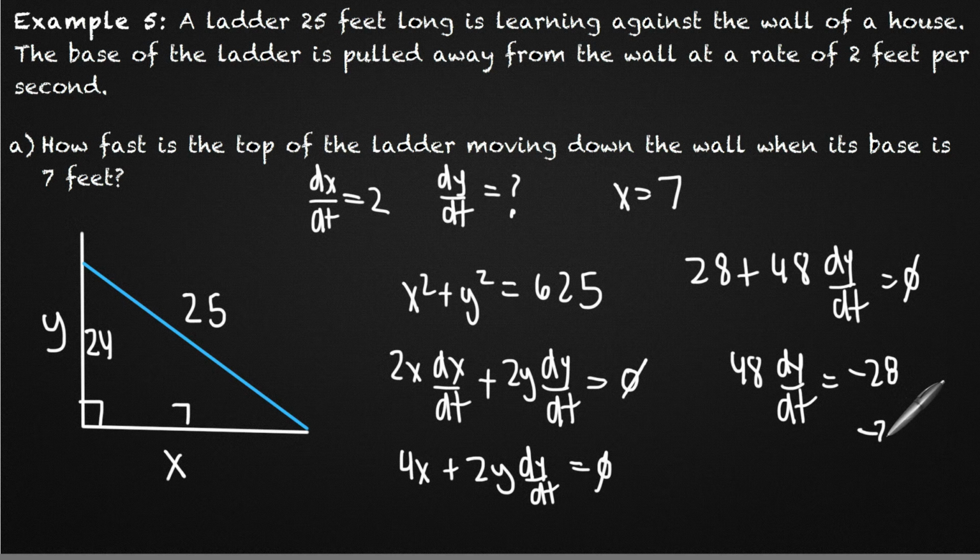So that's going to be negative 28 over 48, which I can divide them both by at least 4. Let's see here. It's going to be 7 over 12. So negative 7 over 12. Makes sense that it's negative because it is decreasing. And let's put some units on there. Feet per second.